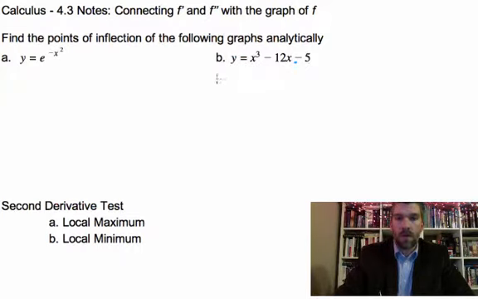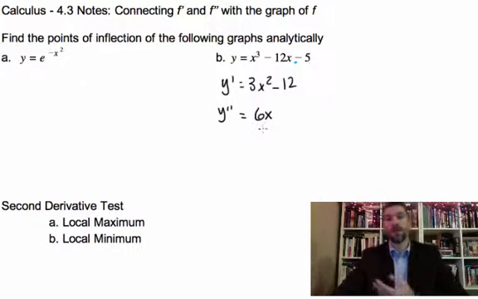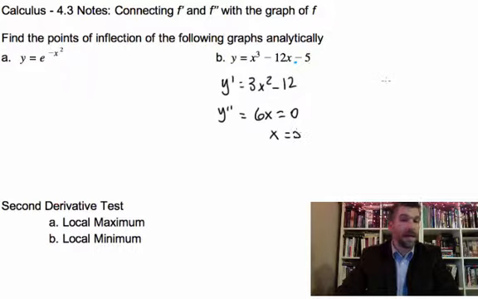Whoa, wrong button. Y prime is 3x squared minus 12. Second derivative is 6x. So we just need to know where 6x is equal to 0. And again, that's not too bad. It's at 0. So when I work out a little quick sign chart, I've got 0 here, and I've got 6x right here. Pick any number. Pick negative 1, pick positive 2, and you get negative, positive.